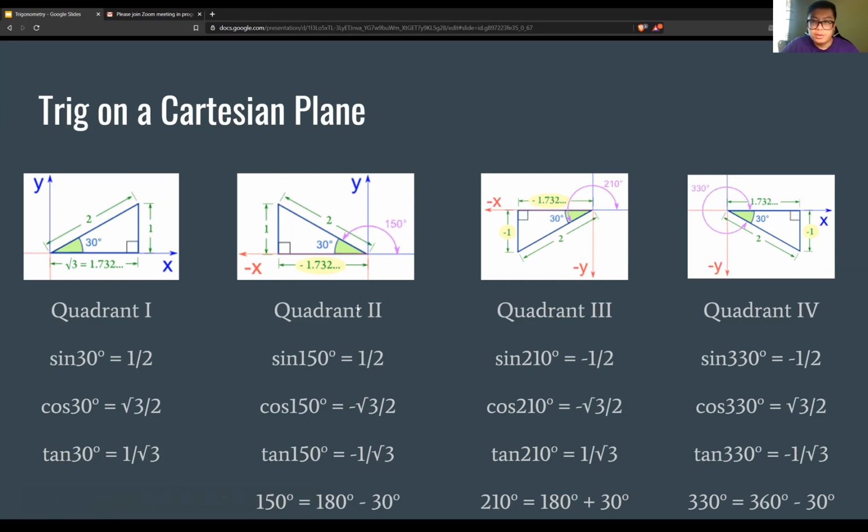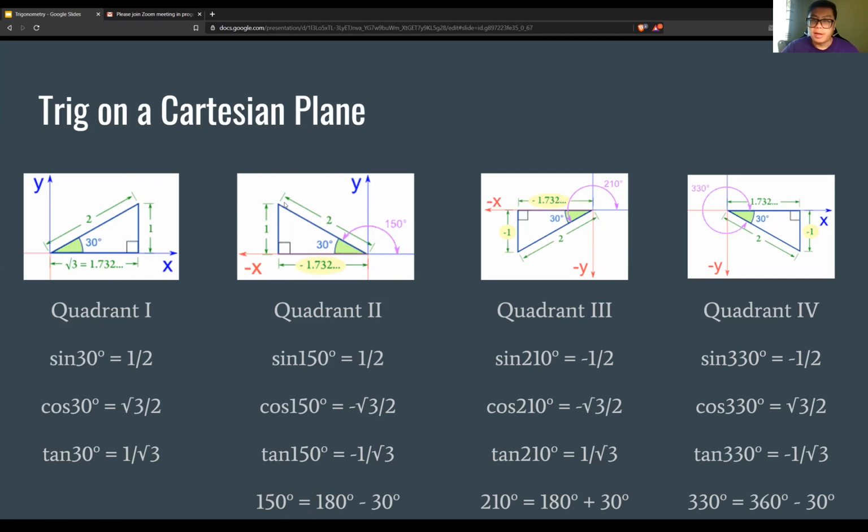Okay, now let's move on to quadrant 2. Quadrant 2 is with the negative x-axis, but the positive y-axis. So we're basically just reflecting this triangle off the y-axis to get this triangle. Now you notice there's something different. This side is negative now. It's not a negative length, but because it's on the negative x-axis, we're going to make this side length negative.